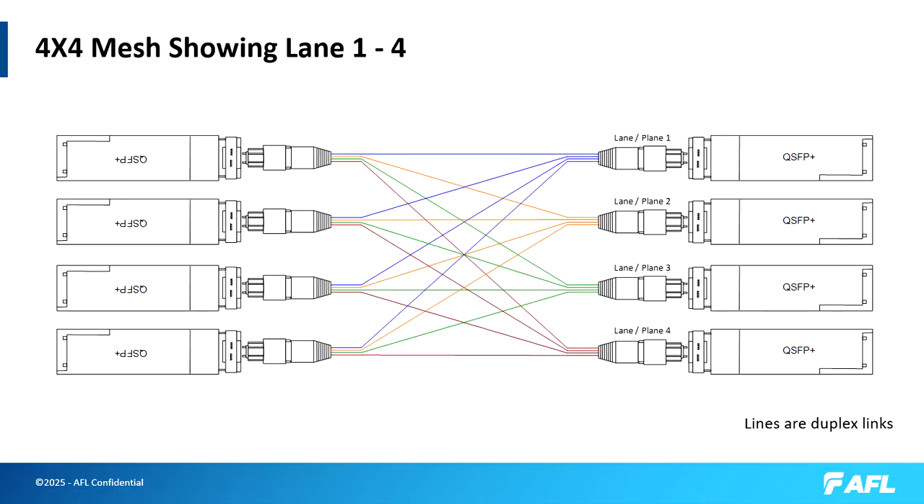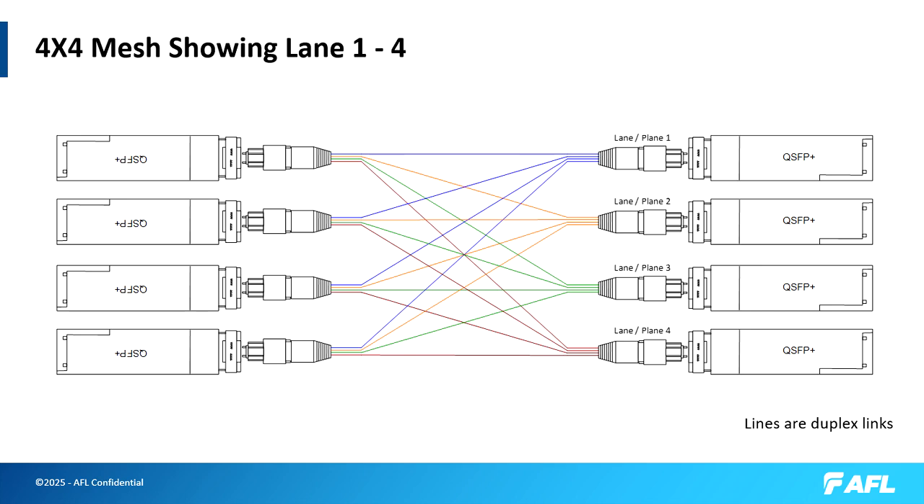So a lane is a transmit and receive pair. So you've got one MPO on end A that has lane 1, lane 2, lane 3, lane 4. And what you want to do on the mesh fundamentally is take that one MPO at the far end. Lane 1 would go to MPO1, lane 2 would go to MPO2, lane 3 goes to MPO3, and lane 4 goes to MPO4.